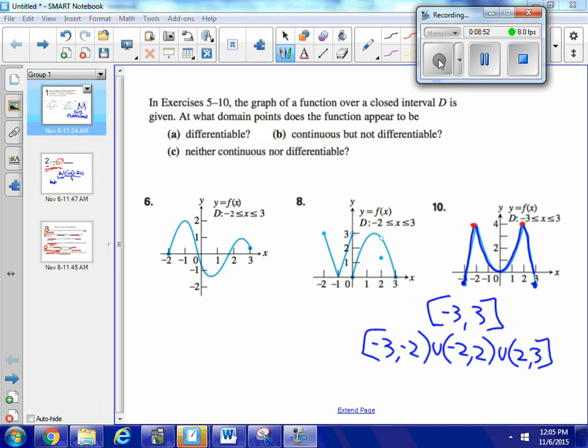Where is it continuous but not differentiable? Well, I think both the spots right here where it is not differentiable, it is definitely continuous. I don't have to lift my pencil off the paper to continue the graph. And I don't see any place where it is neither continuous nor differentiable. I don't see any points of discontinuity in this graph at all.